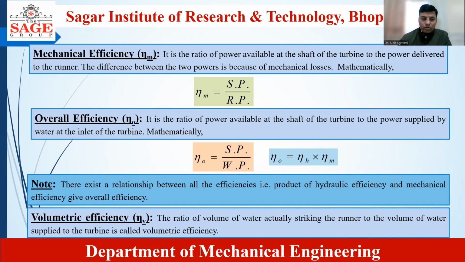So this is about the head, that is gross head and net head, and four types of efficiency, that is hydraulic efficiency, mechanical efficiency, overall efficiency, and volumetric efficiency. This will all be very useful for solving the numericals of Pelton turbine as well as Francis, Kaplan, all types of turbine. So these formulas are common for all types of turbine, and that is why it is very important.